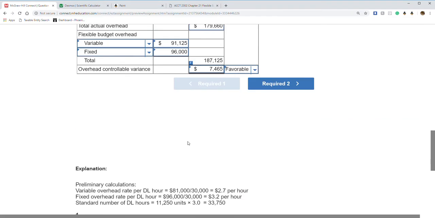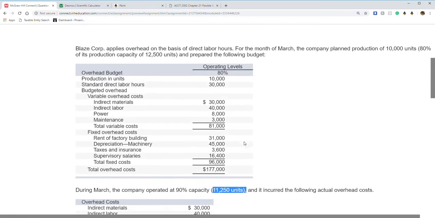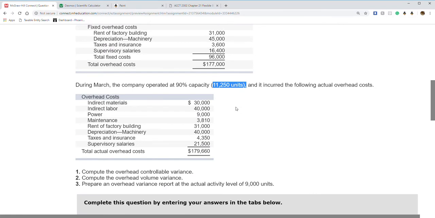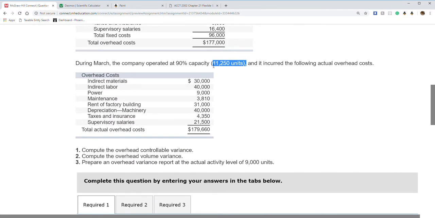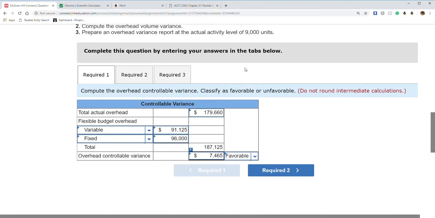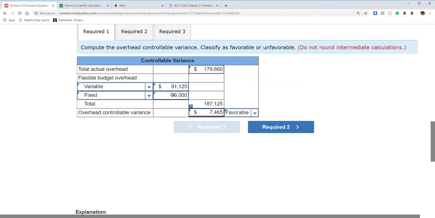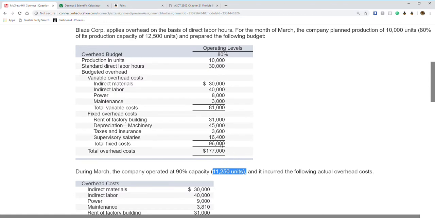I don't know why they throw in 9,000, but 11,250 times 3.0. Let me see, basically production units, standard direct labor. So they just divided standard production units by standard direct labor hours and found out that's 3 per unit. And you multiply by the 11,250, that actual capacity, which was 90%. And that comes out to the 33,750. So variable 2.7 times 33,750 comes out to our 91,125. Our fixed, 9,600, is basically our fixed right here.